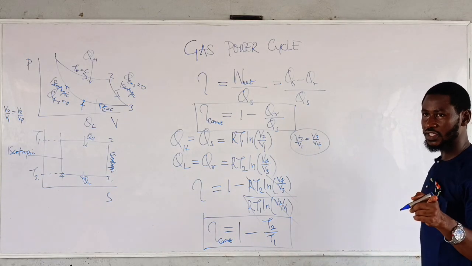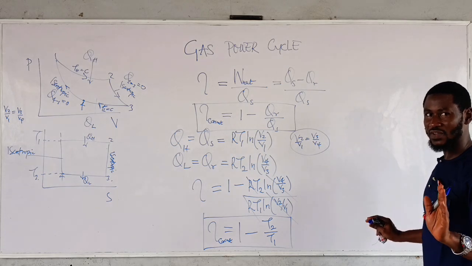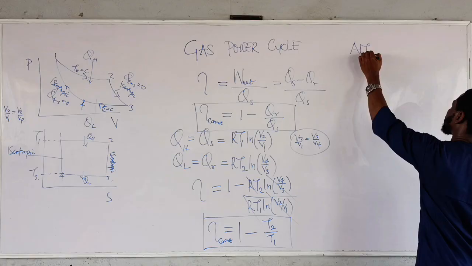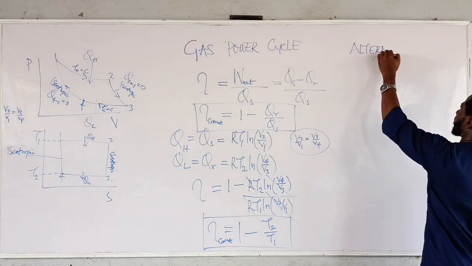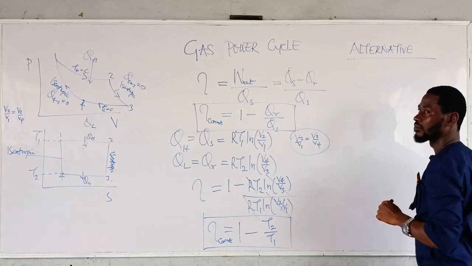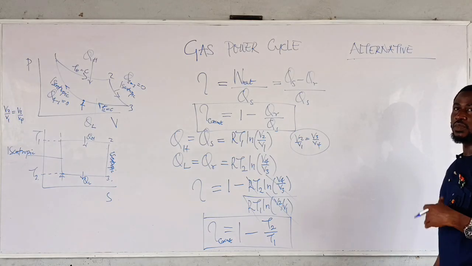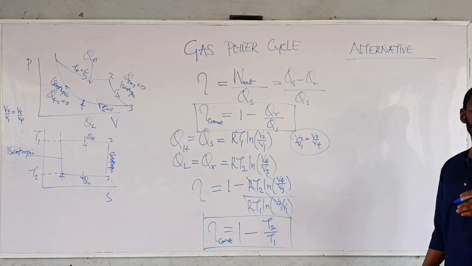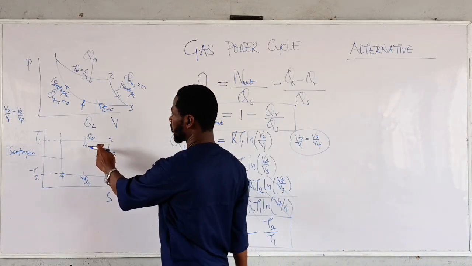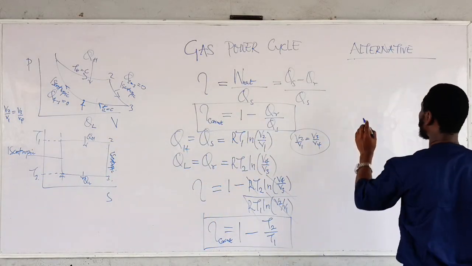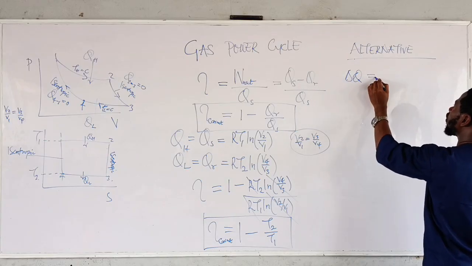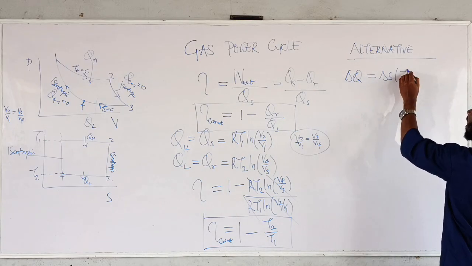An alternative method in solving this. We have an alternative way of solving this as well. Alternatively, go back in terms of entropy. Go to the TS diagram. Change in Q equals change in S multiplied by what?